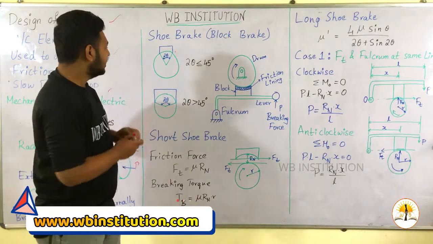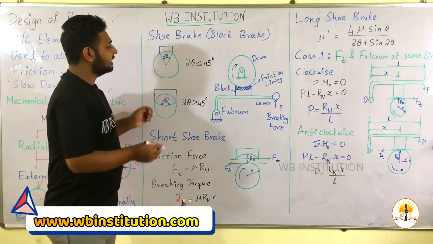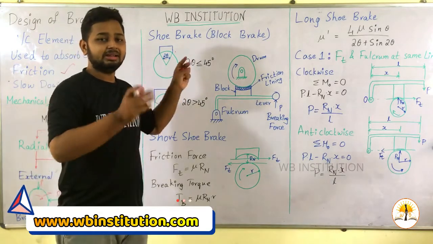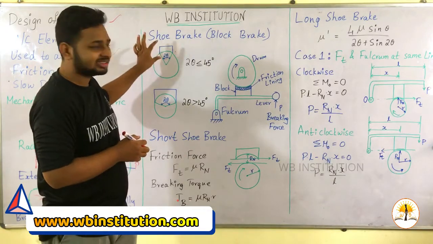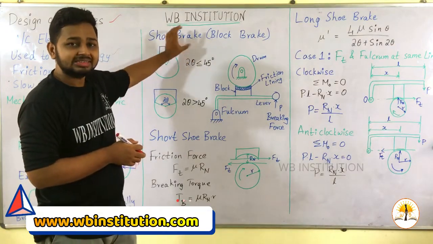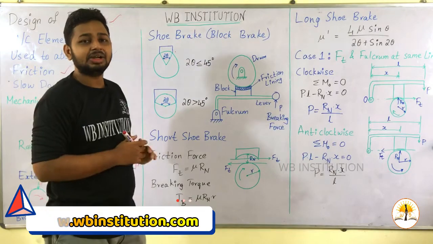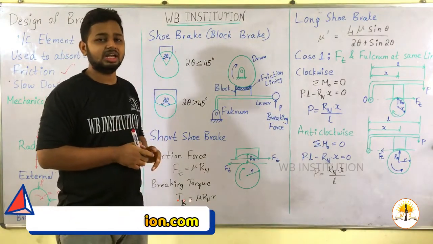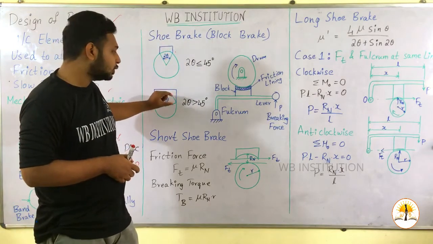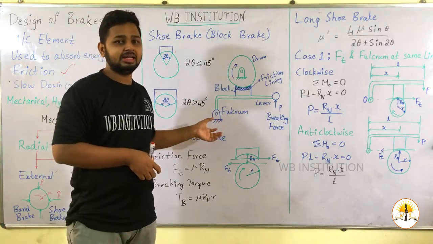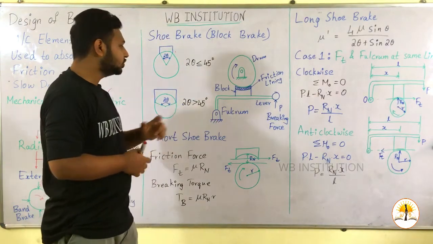Based on the sizes, how can we classify short shoe and long shoe brake? Here 2 theta is nothing but the angle made by the contact surface of the brakes. So this 2 theta is known as the contact angle. If this 2 theta is less than or equal to 45 degrees, then we call it a short shoe brake. If the same 2 theta is more than 45 degrees, then we say it is a long shoe brake.